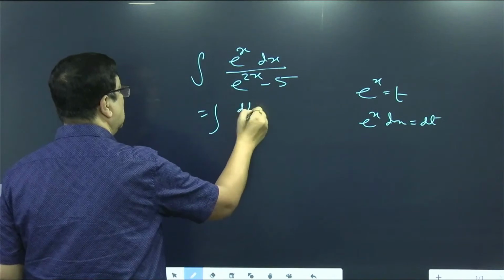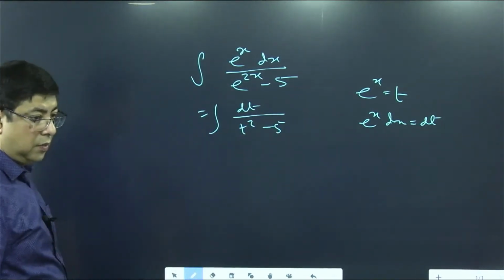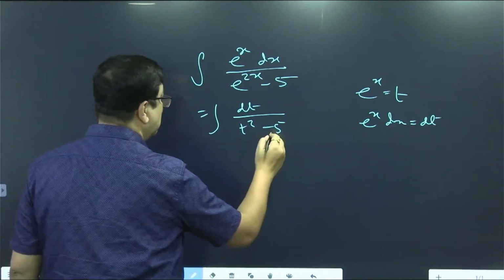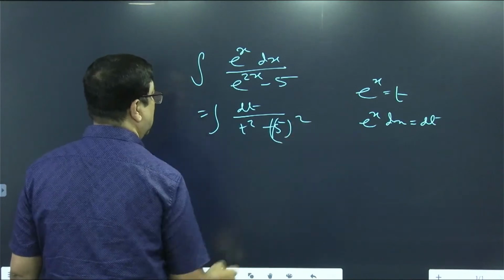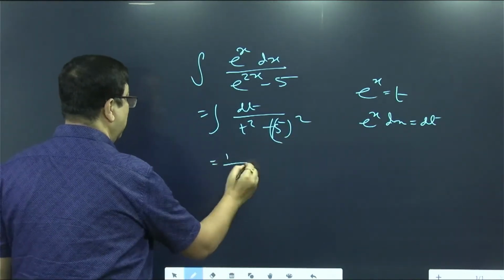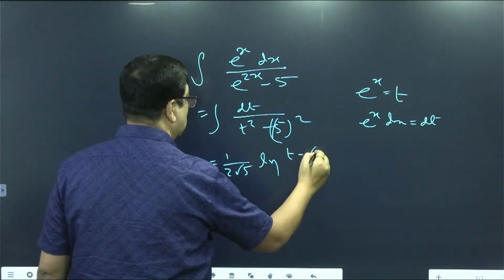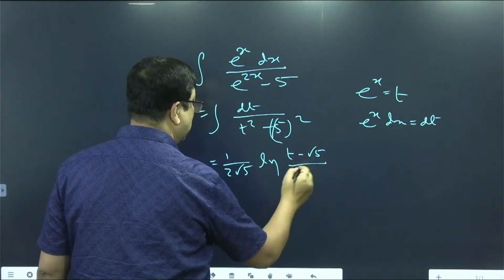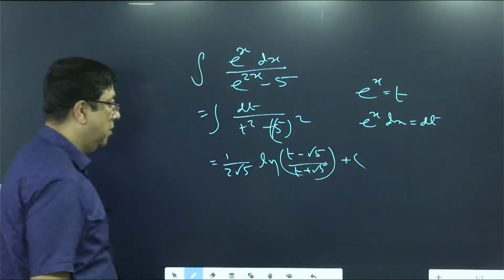Therefore, we can write this as dt by t square minus 5. So t square minus root 5 square, we can write root 5 square. So 1 by 2a log of x minus a by x plus a plus c. Sum is over.